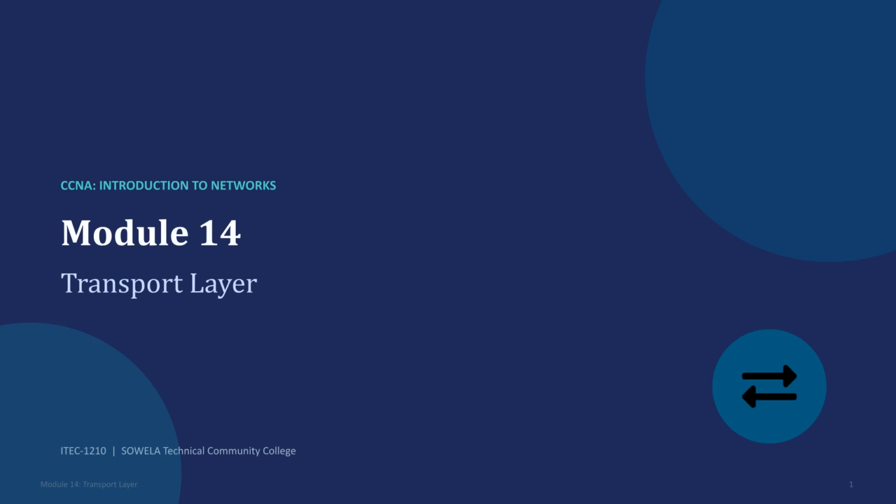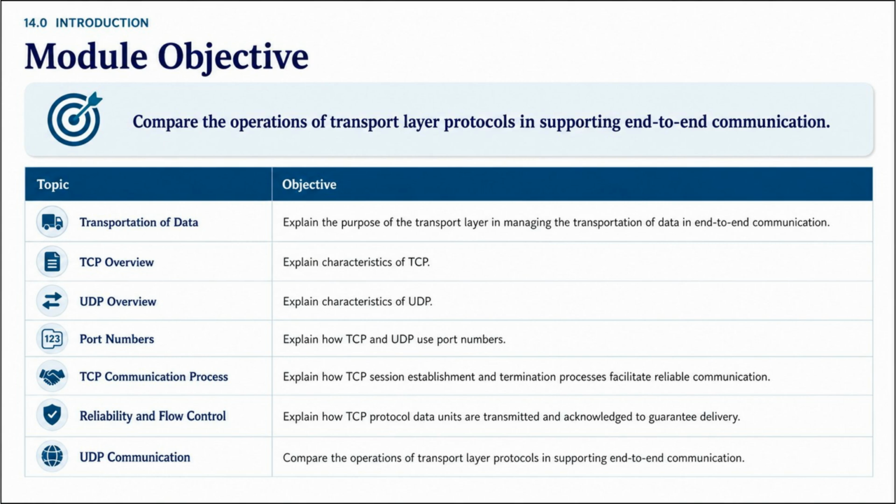Welcome to Module 14, Transport Layer. After Module 13's ICMP troubleshooting tools, this module goes back up the stack to Layer 4, TCP and UDP. This is a long, detailed module covering both protocols' headers, TCP's connection process, and reliability and flow control mechanics. Objective: compare transport layer protocols supporting end-to-end communication.